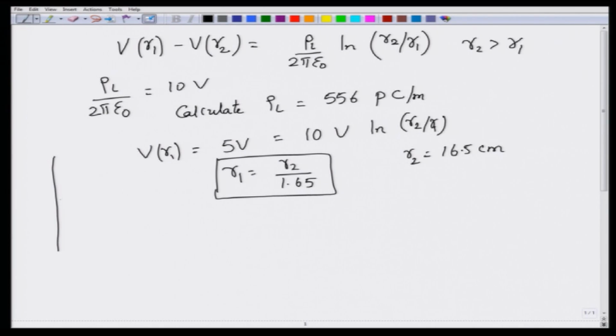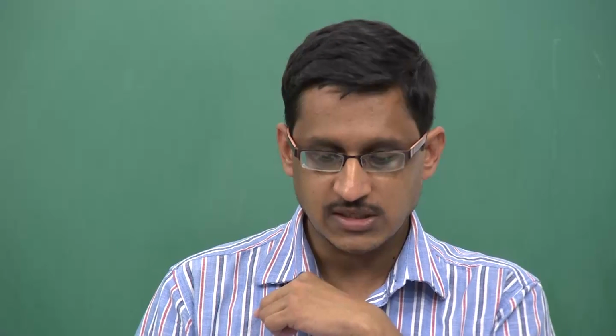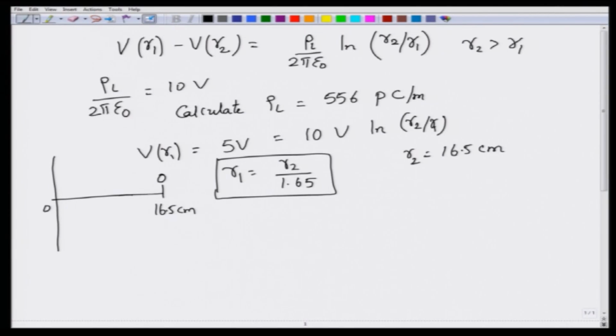This is the infinite line charge. At some point 16.5 centimeters radial distance away from the line charge, the potential is taken to be 0. If I now take R1 equal to 10 centimeters, that is, if I go 10 centimeters from the origin, the potential here will be 5 volts, because R1 is equal to R2 by 1.65 and R2 is 16.5, which I have taken as the arbitrary point of 0 volts.